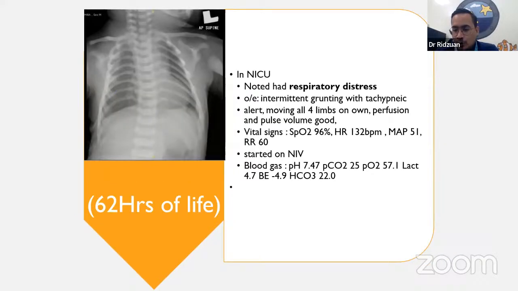Two hours later, at around 62 hours of life in our NICU, the baby had respiratory distress. There's intermittent grunting with tachypnea, but still moving and alert. The perfusion was still normal. Vital signs are relatively normal except for tachypnea. We started him on non-invasive ventilation. The blood gas shows the same, which is respiratory acidosis, slightly high lactate.